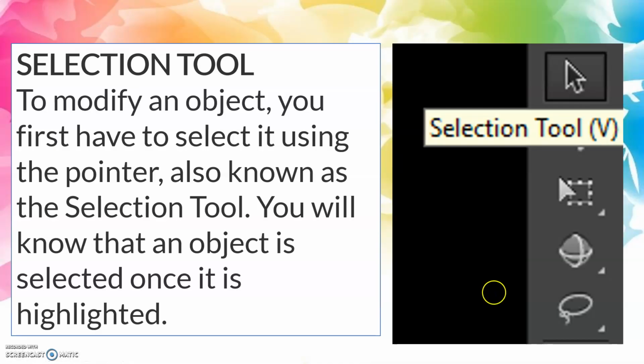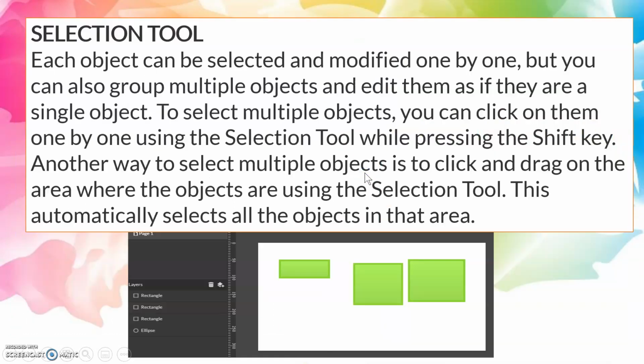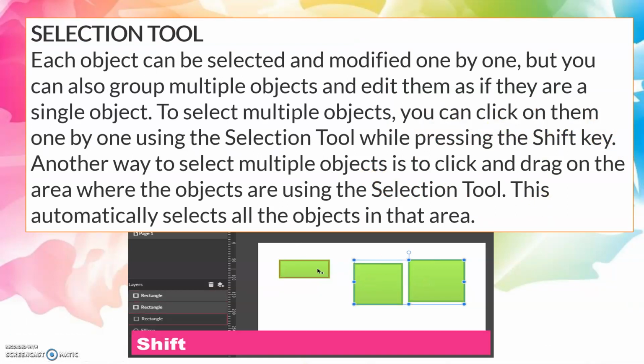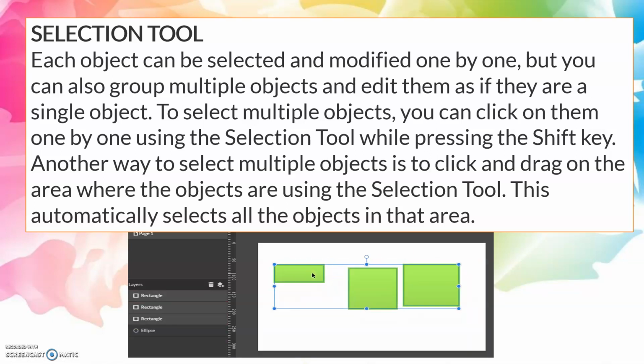The selection tool. To modify an object, you first have to select it using the pointer, also known as the selection tool. You will know that the object is selected once it is highlighted. Each object can be selected and modified one by one, but you can also group multiple objects and edit them as if they are a single object.